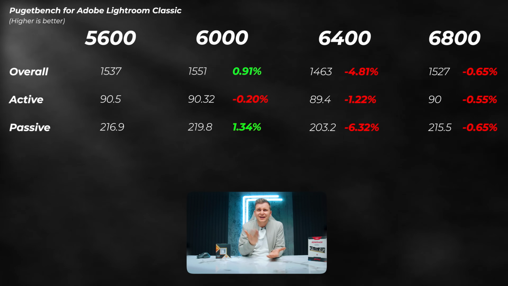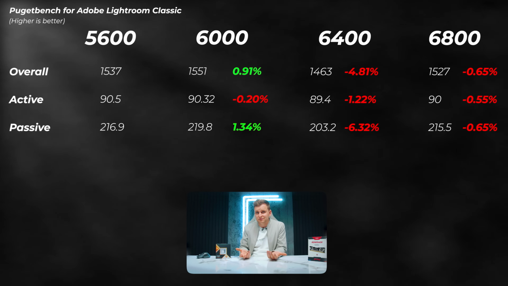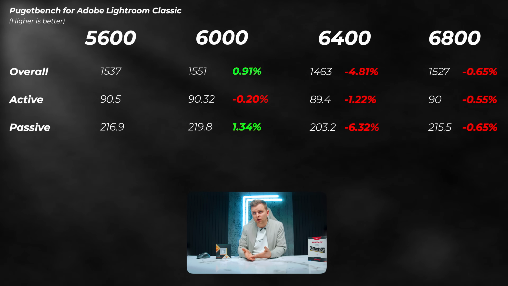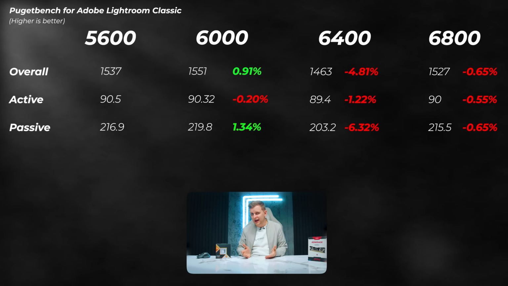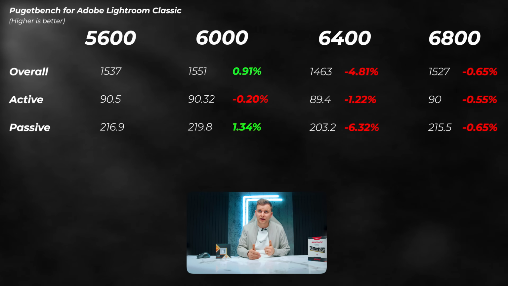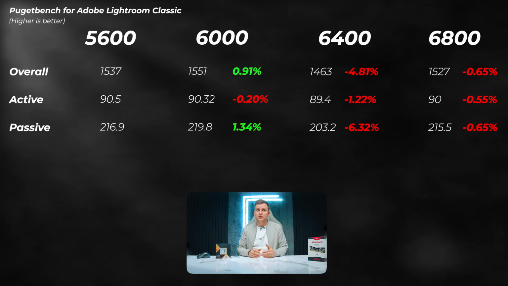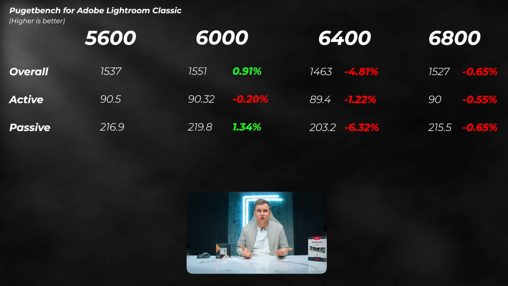6000 megahertz here, again, within margin of error, only 0.9% faster, which kind of doesn't mean anything. Increasing it to 6400 megatransfers per second, interestingly, we're now down 4.8%. That again, to me, shows that there is really no difference. 6800 megatransfers per second, again, a little bit lower. So even in Lightroom Classic, I don't see it make a ton of difference.